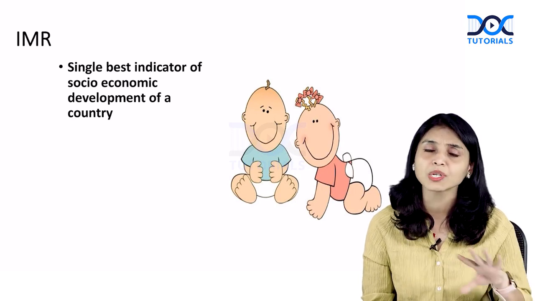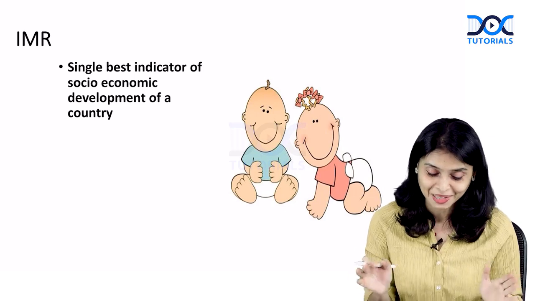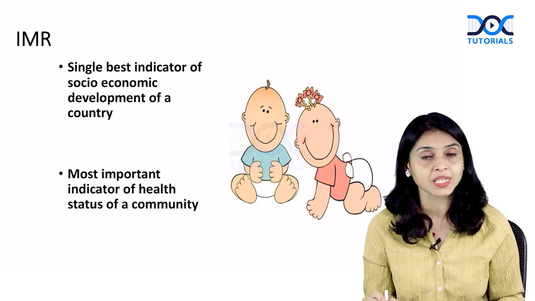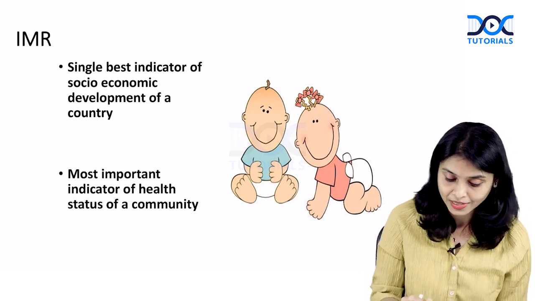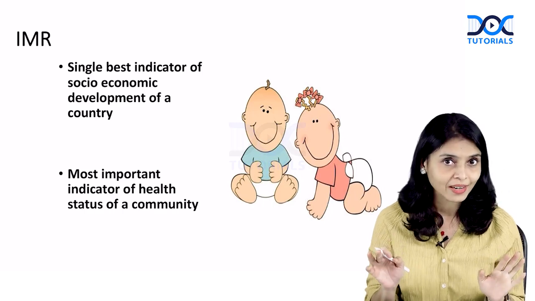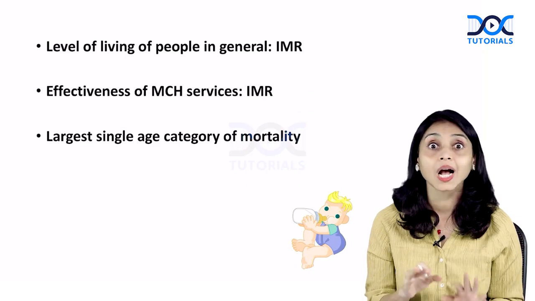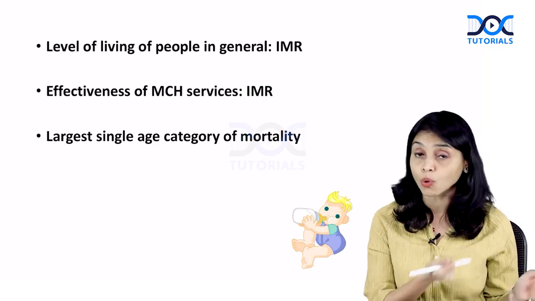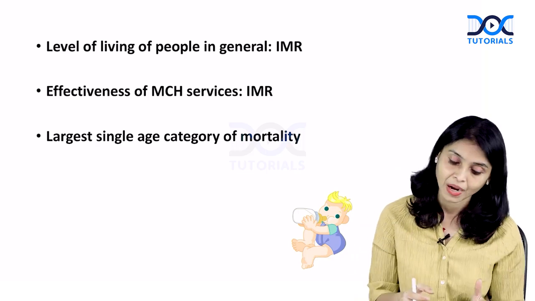There are lots of MCQs from IMR. IMR is the best for so many things in the community. Then the most important indicator of health status of a community is again IMR. By the way, what is IMR? That is infant mortality rate. You know that, right? Okay. Level of living of people in general is given by IMR. Effectiveness of MCH services, how well MCH services are working in a community, is given by IMR.